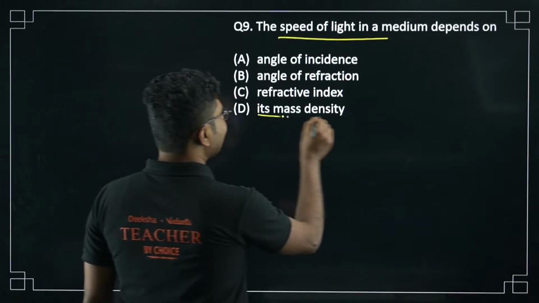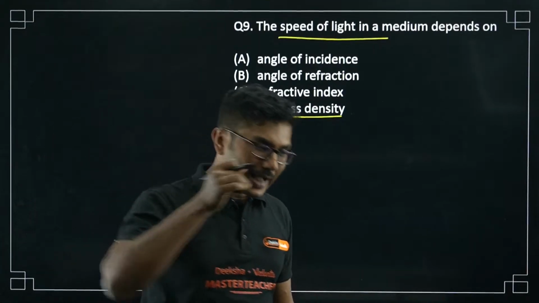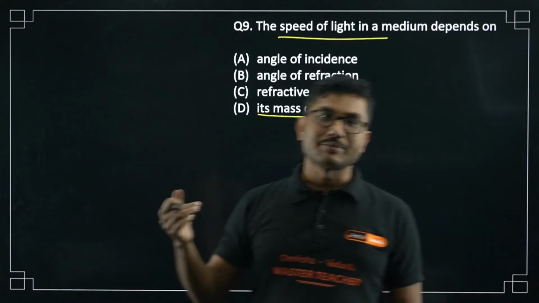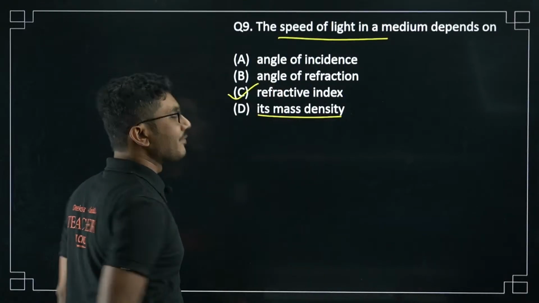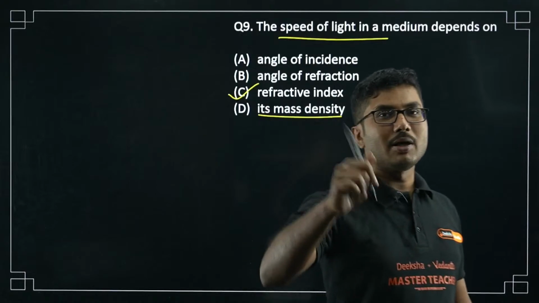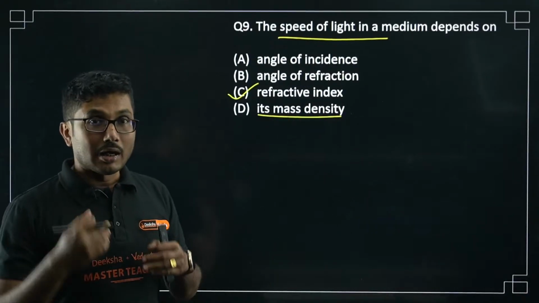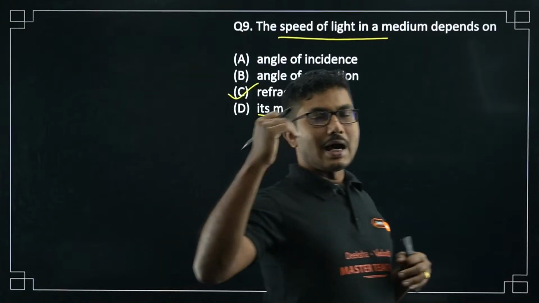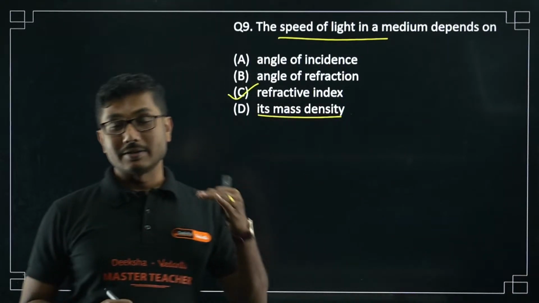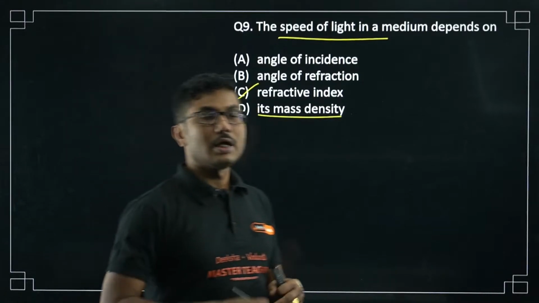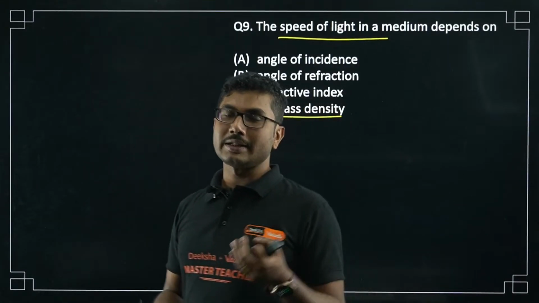Speed of light does not depend on mass density. Mass density can be higher for certain substances, but still the speed of light can be less. So it depends only on refractive index. The example given in your textbook is turpentine oil. Turpentine oil has a mass density less than that of water, so it floats on water, but its refractive index is more than that of water.